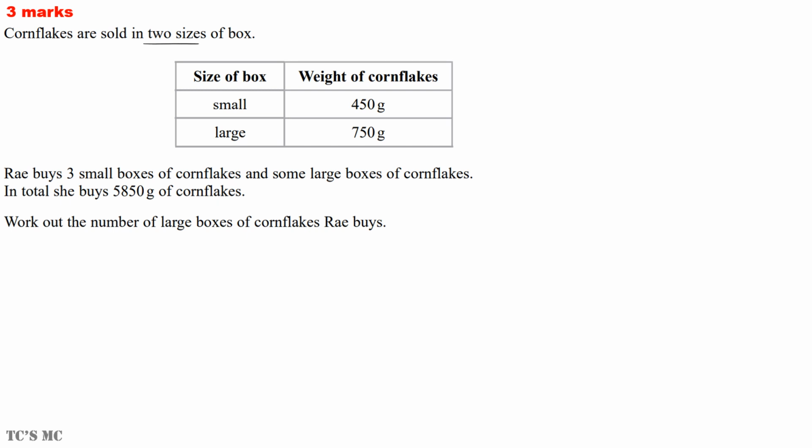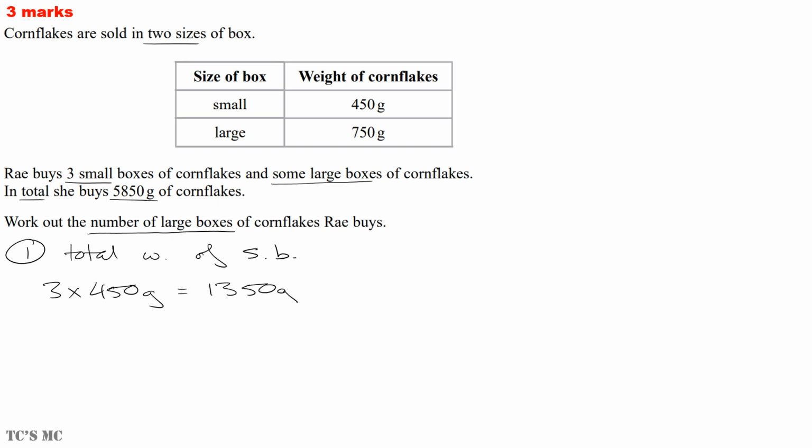Cornflakes are sold in 2 sizes of box. Ray buys 3 small boxes of cornflakes and some large boxes of cornflakes. In total, she buys 5,850 grams of cornflakes. Work out the number of large boxes of cornflakes Ray buys. Step 1, we need to work out the total weight of the small boxes. So that is 3 multiplied by 450 grams. That gives us 1,350 grams. We now have 1 mark.